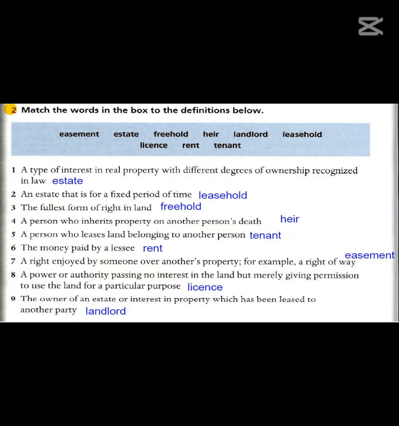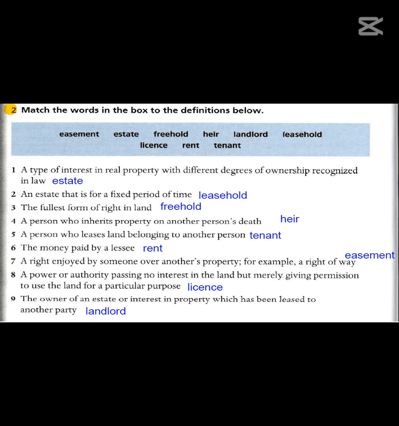Here is an exercise in which we need to match the words in the box to the definitions below. So that's easement, estate, freehold, heir, landlord, leasehold, license, rent, and tenant. So let's get started with the first statement. A type of interest in real property with different degrees of ownership recognized in law. That is an estate.